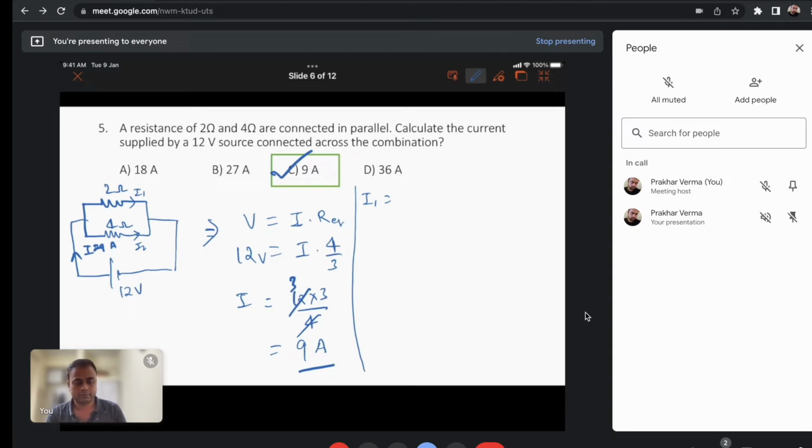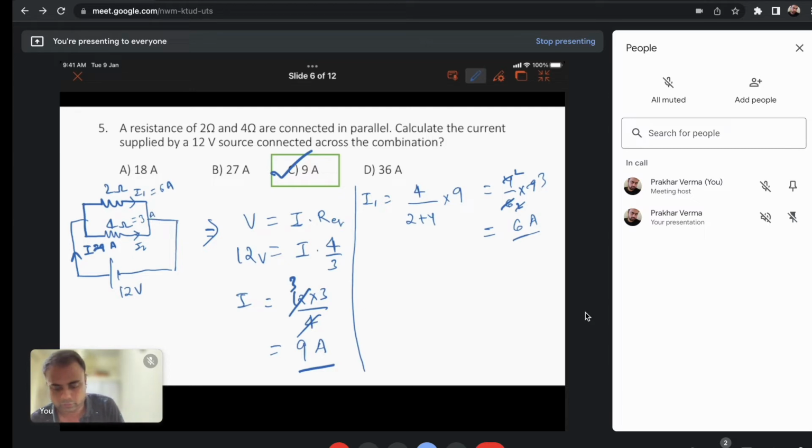So we can simply write the current in the 2 ohm resistance is the other resistance, that is R2, 4 ohms, divided by the sum 2 plus 4, into the total current 9 ampere. So this becomes 4 by 6 into 9. So that is 6 ampere. 6 ampere will flow from here, and the rest 3 ampere from here.